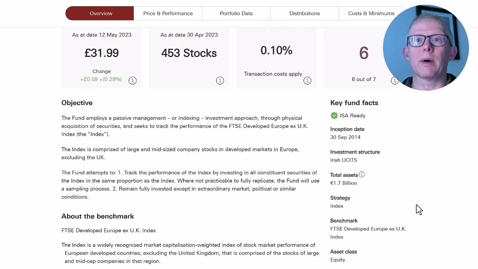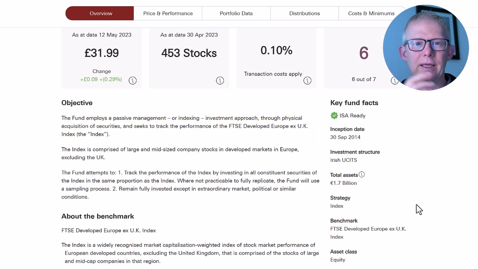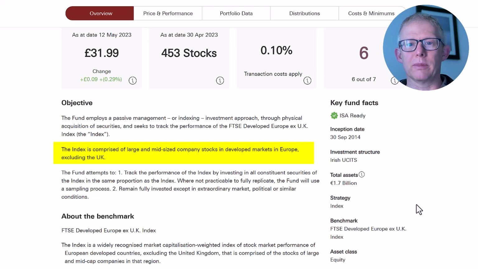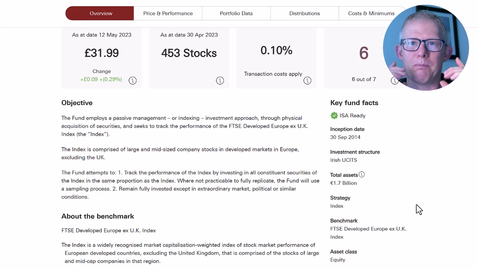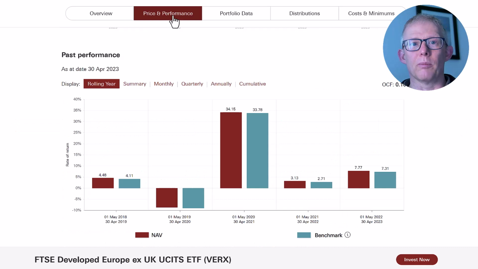What's the whole idea behind this ETF? We're looking at the objectives. Once again, as with many of the ETFs that I've reviewed on the channel, I'll link the playlist to the Vanguard ones up above and down below. It's a passive or indexing investment approach, and what does that mean? It basically tracks the performance of the FTSE Developed Europe ex-UK index, and that's made up of large and mid-sized companies from the developed markets within Europe. But this doesn't include the UK. If you want to invest into the UK, have a look at a video that I've done on VUKE, the FTSE 100 ETF. If we click on price and performance, you come through.